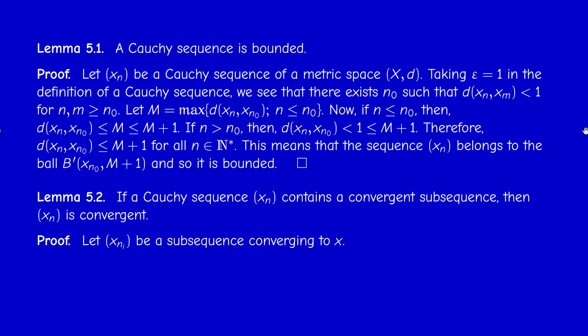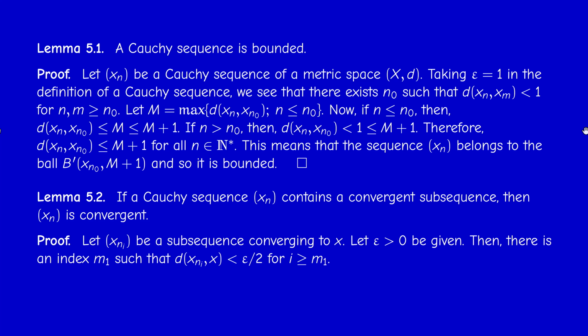Consider a convergent subsequence xni that converges to some x. We want to prove that the whole sequence xn, or xi if you like, converges to x. So let epsilon positive be given as usual. Then by definition of convergence, there is an index m1, starting from which d(xni, x), the distance between xni and x, is less than epsilon over 2, for i bigger or equal than m1. This is just the definition of convergence.